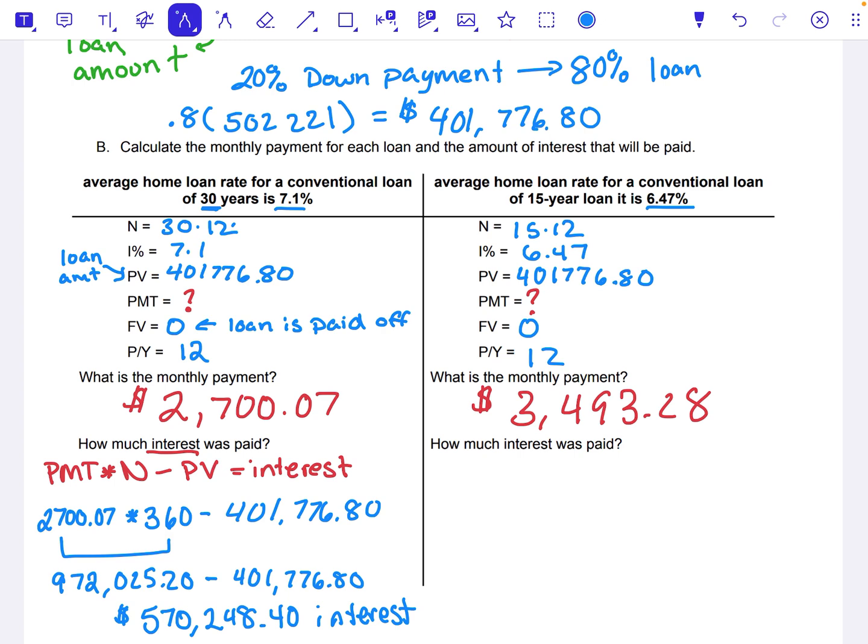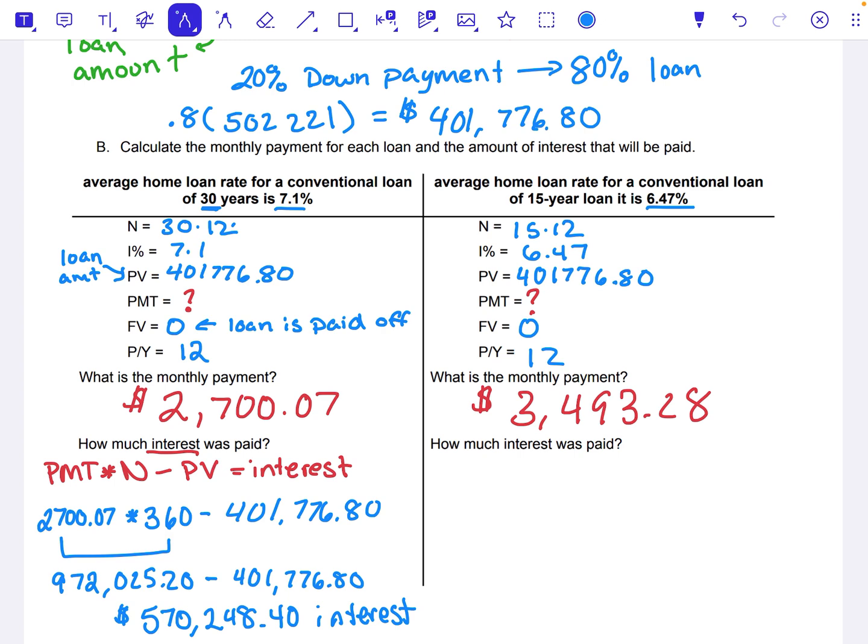And that's the thing. Most of us don't have $400,000 to spend on a house in one sitting, which is why we have to borrow money from the bank. And the bank's like, if you're going to borrow money from me, you have to pay for it. And that's what the interest payments are all about.